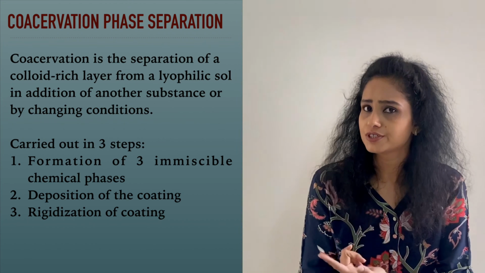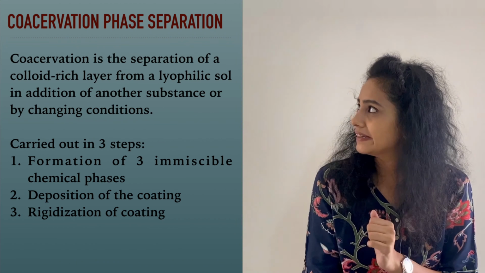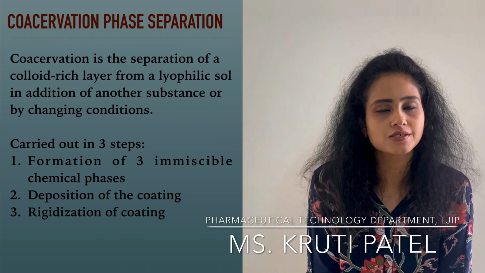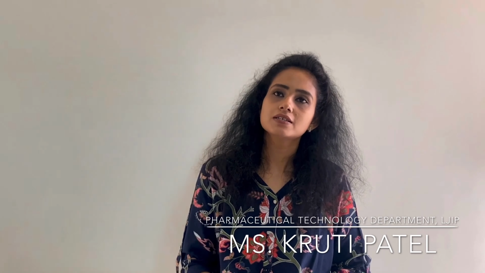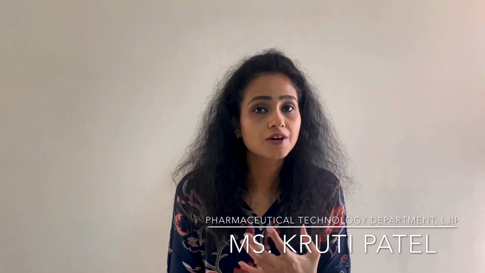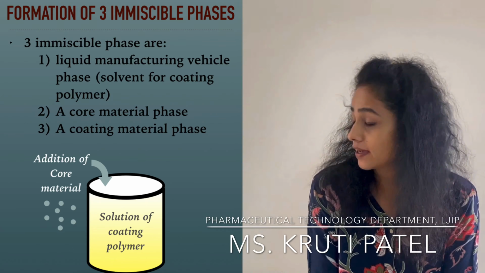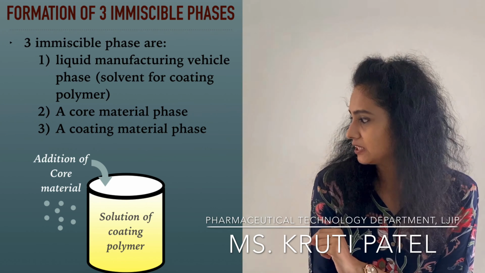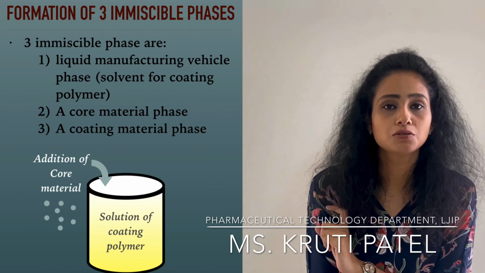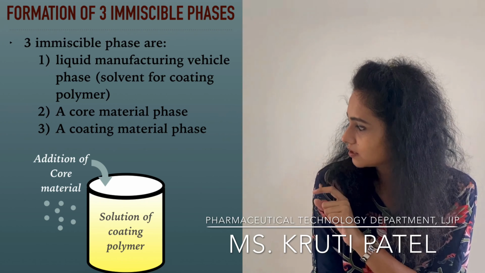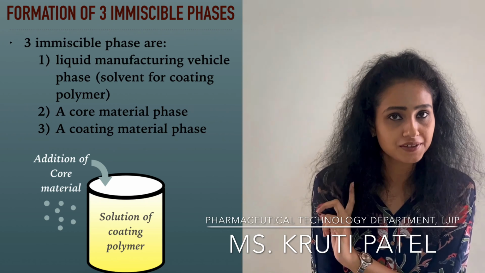Let's move to the first step. What is the first step? Let's see. Formation of 3 immiscible phases. Now before starting this, let's understand how microcapsules are actually formulated. First, as I have shown here, there is a beaker. In that beaker there is a solution of coating polymer, right? And the core particles are being added in that.